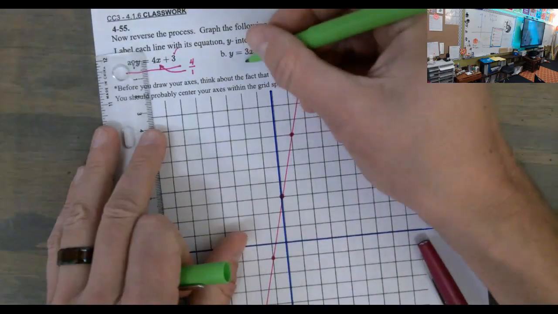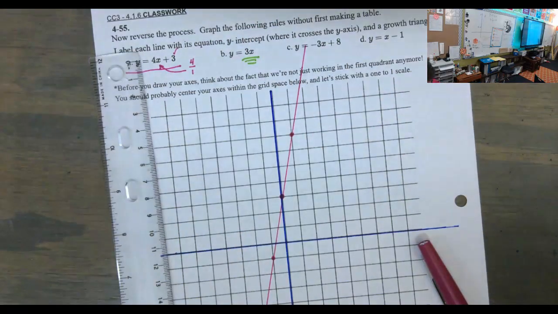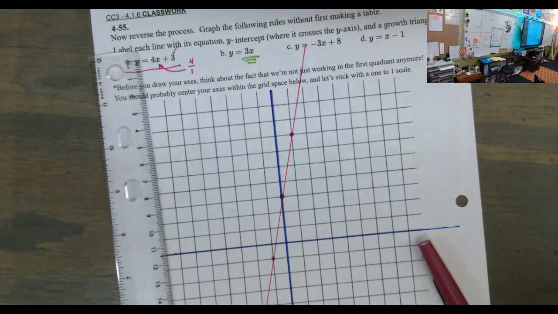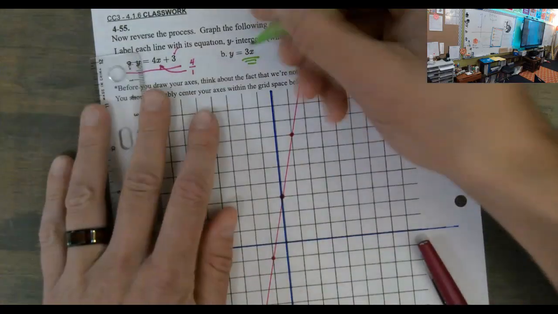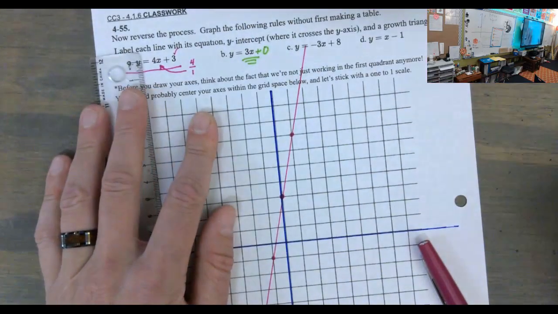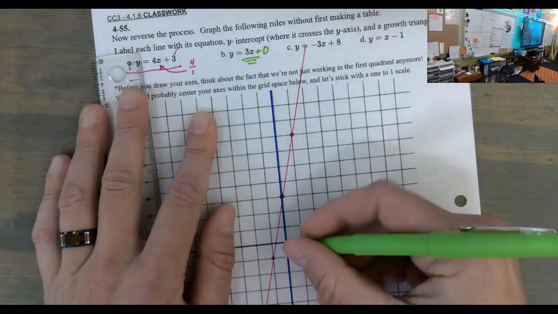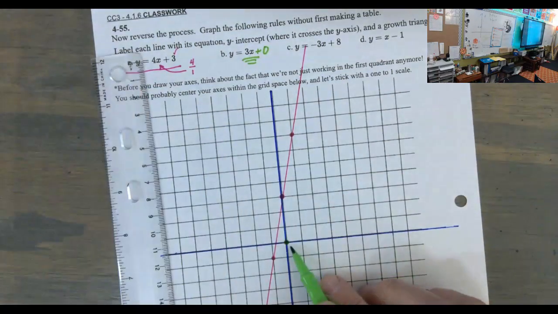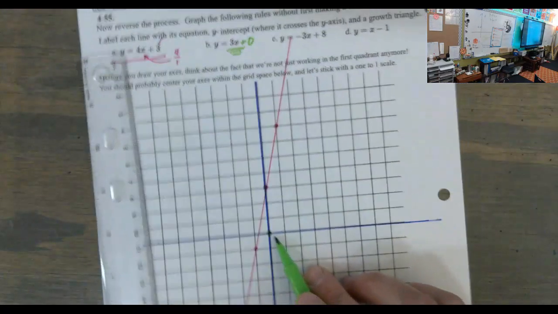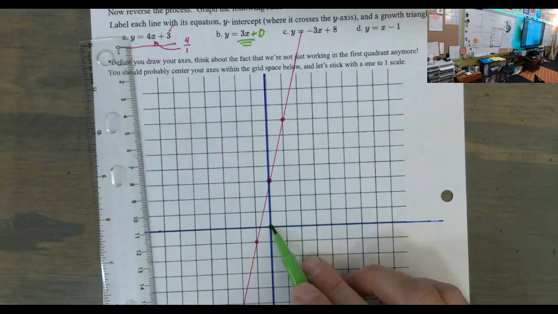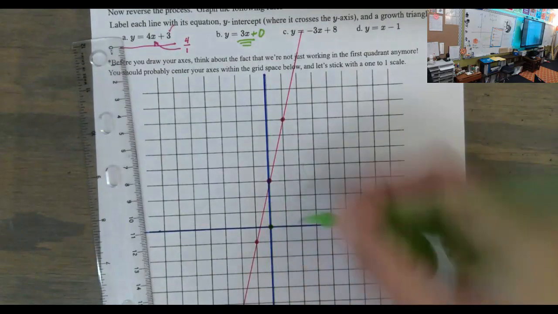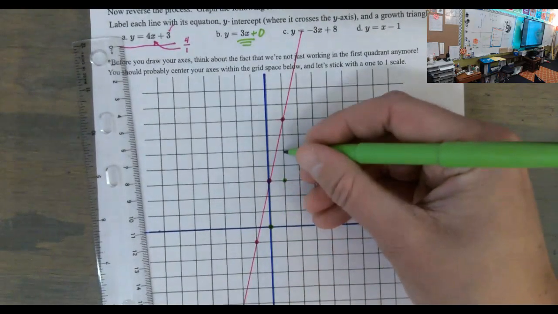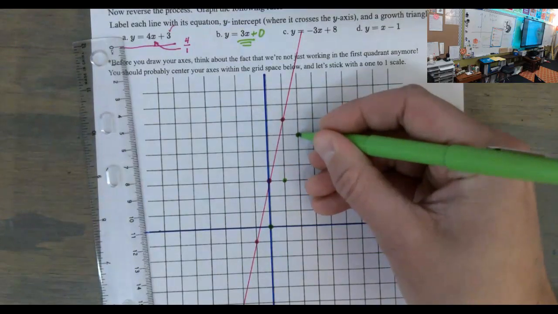So for y equals 3x, Claire, can you talk me through graphing that? You start at 0. Ooh, because I could write a +0 here if I want to. There's no y-intercept really, other than 0. Okay. It's 3 over 1, so you go up 3 over 1 to the right. Up 3 over 1. Up 3 over 1.